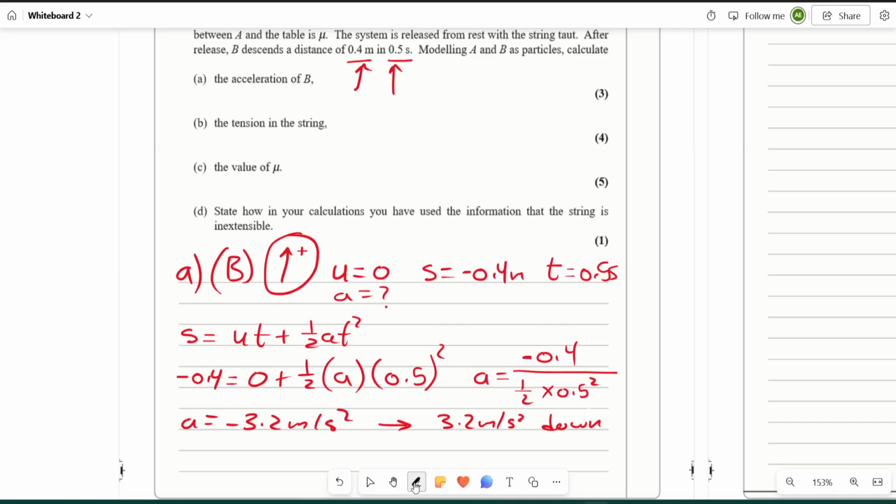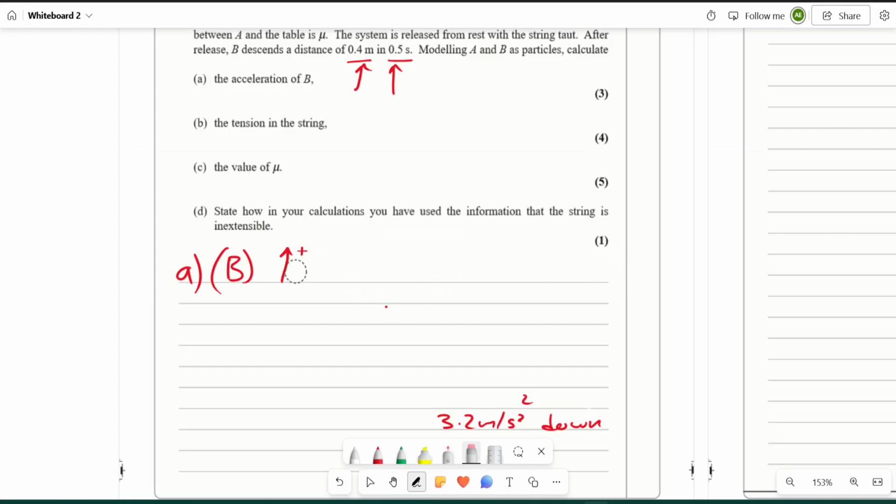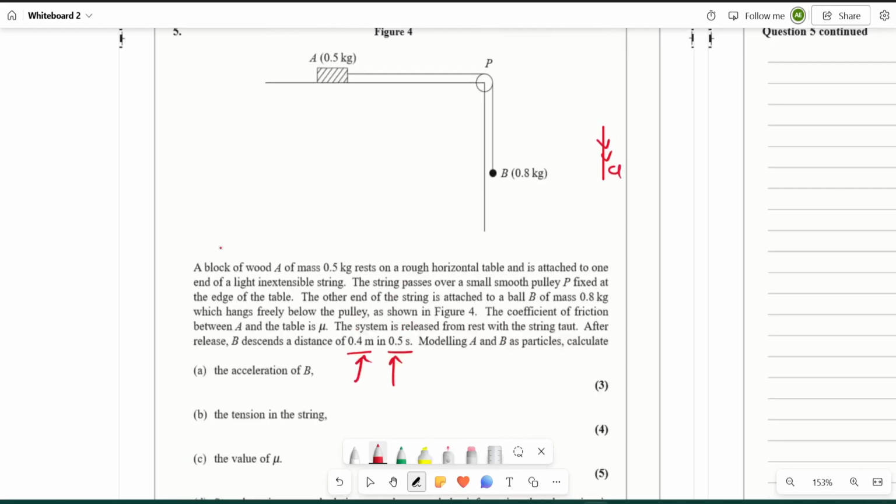So let's work with just knowing that the acceleration is basically 3.2 meters per second squared, and it's pointing downwards, okay? Now, let's do part B. Part B says the tension in the string, so now definitely I have to draw free body diagrams. B is the simplest free body diagram. We'll have just weight going down.